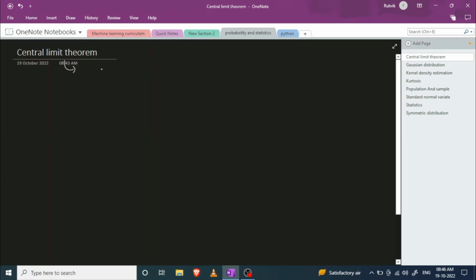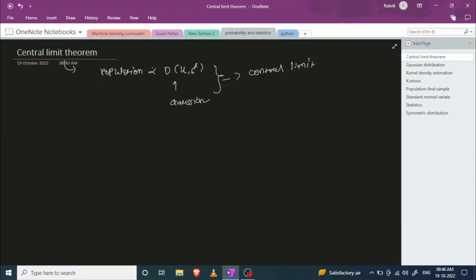First of all, let's talk about why we use the central limit theorem. Suppose we have a population that might follow any type of distribution, and we want to convert that distribution into a Gaussian distribution. In order to do this, we need to use the central limit theorem. In this video, we are also going to talk about the process to convert a particular distribution to a Gaussian distribution.